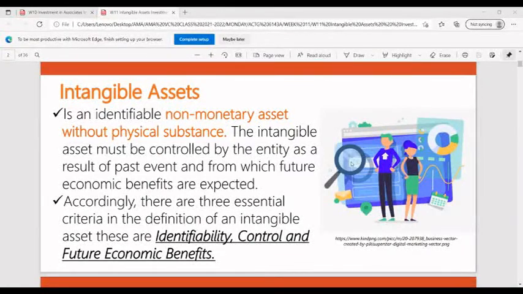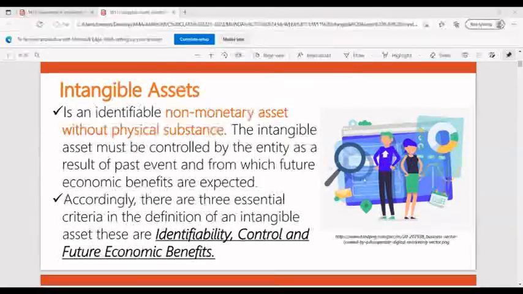So an intangible asset, as I mentioned already, is an identifiable non-monetary asset without physical substance. The intangible asset must be controlled by the entity as a result of a past event and from which future economic benefits are expected. Accordingly, there are three essential criteria in the definition of an intangible asset. These are identifiable, control, and future economic benefits.